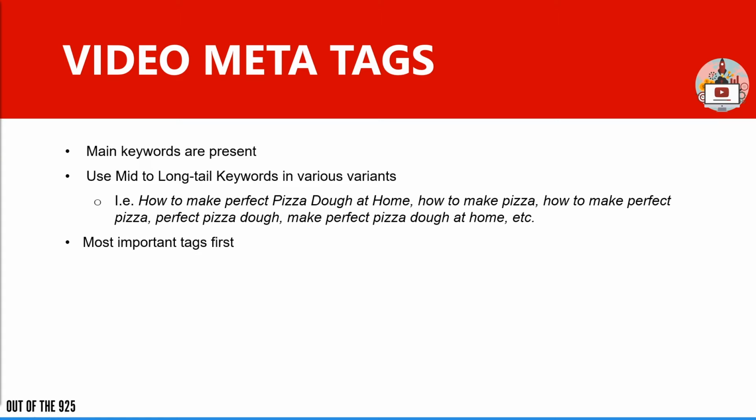Your most important tags you want to include first. So if your most important tag is how to make perfect pizza or how to make pizza dough, then you'll have that one first. How to make pizza would be a competitive term for a small channel. So you would rather include this more long tail keyword, how to make perfect pizza dough at home, because you'll have a higher likelihood of ranking for this. So you'll place more emphasis on the keywords that you have a higher chance of ranking for.